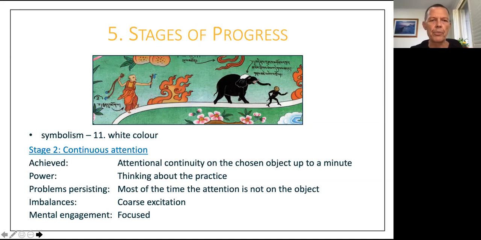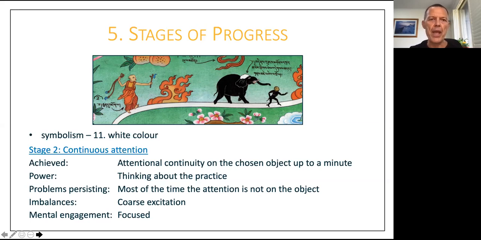And so that is the problem that still persists, that most of the time we're still distracted from the object. So again, the main imbalance here is still coarse excitation, where we completely get distracted from the object. And so therefore, the type of mental engagement is still focused. We need to put a lot of effort to keep coming back and focusing on the object again and again and again. That's stage 2.